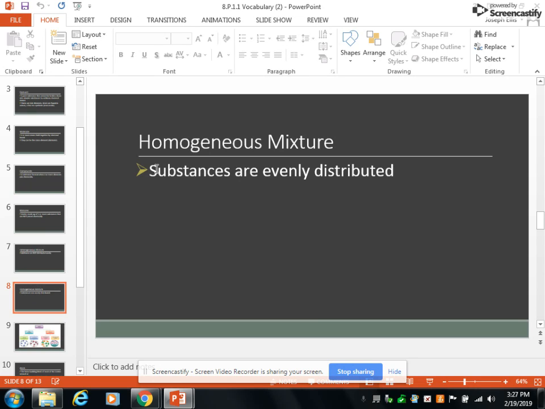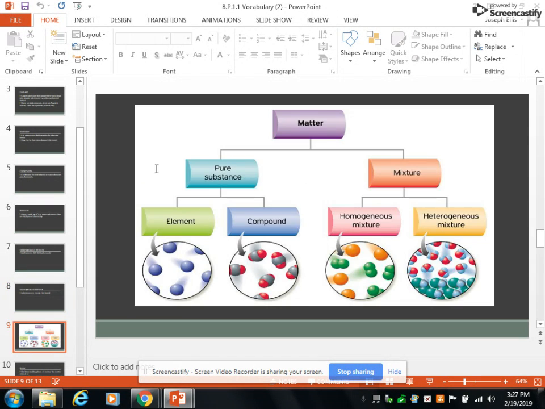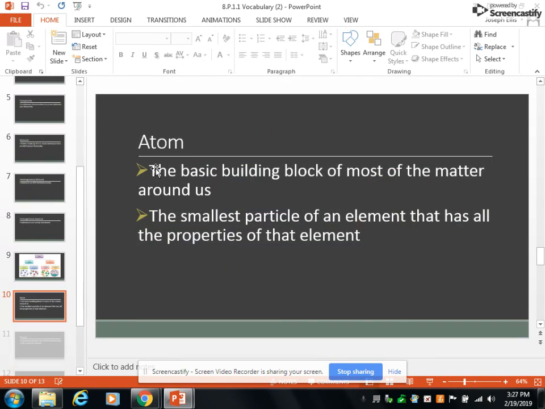Vinegar is one of the questions. Air is homogeneous because you really can't see the difference in the molecules in the air. Lemonade is homogeneous, and a lot of solutions where you dissolve something into some kind of liquid are usually homogeneous. Okay, there's your picture of what it kind of looks like. We're not going to really worry about that too much.